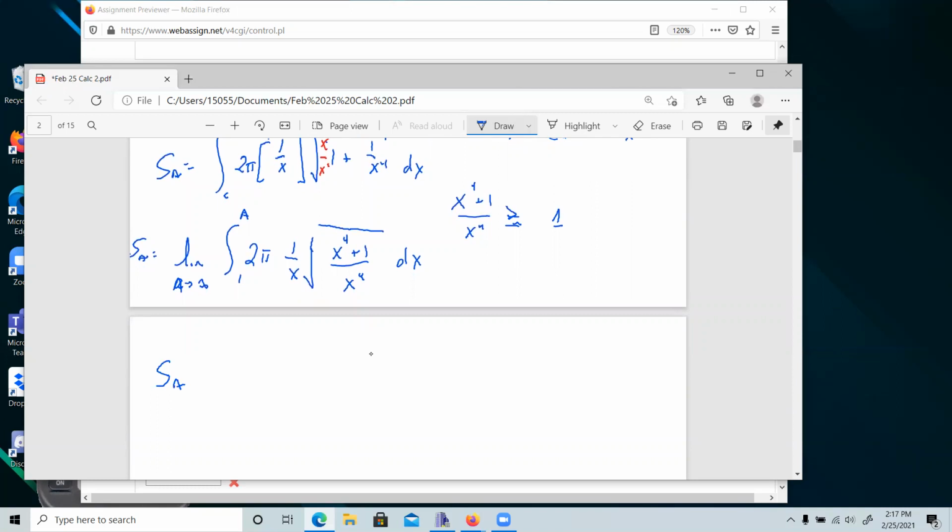Okay, so what we're going to do is say that the surface area is equal to the limit as a approaches infinity of the integral from 1 to a of 2 pi 1 over x root x to the fourth plus 1, which is greater than the limit as a approaches infinity of the integral from 1 to a of 2 pi 1 over x. So whatever this is, it's going to be bigger than it.